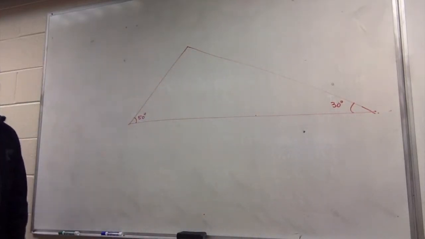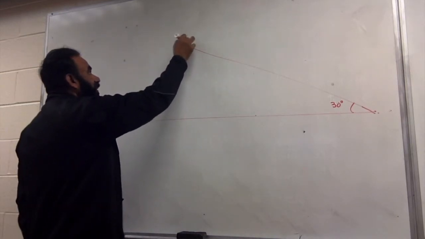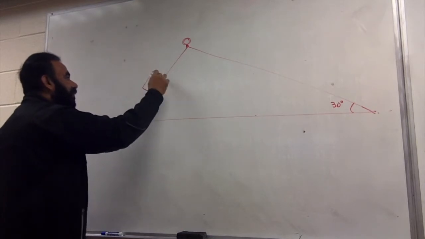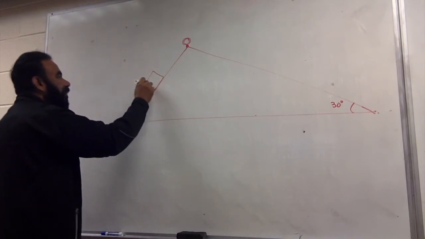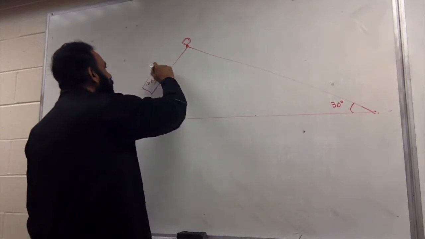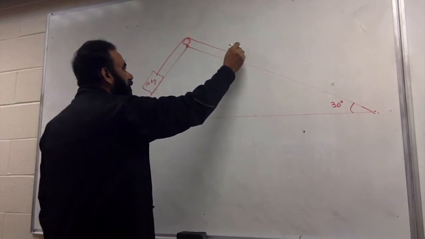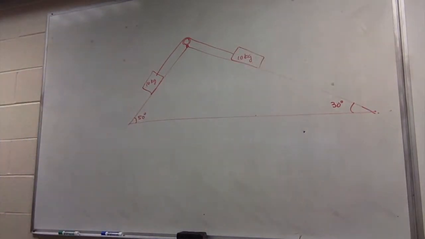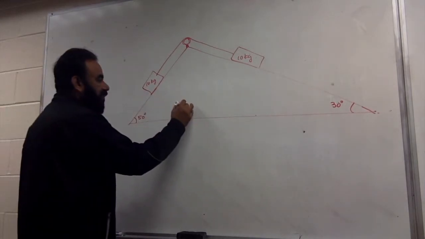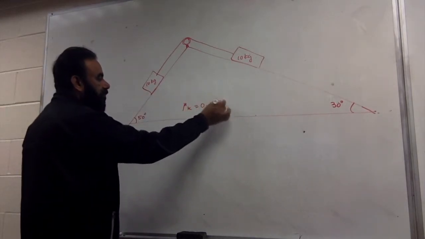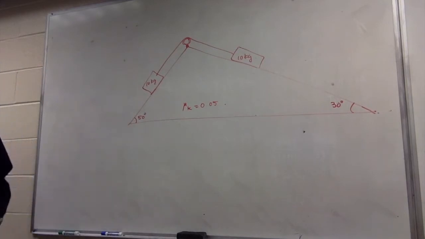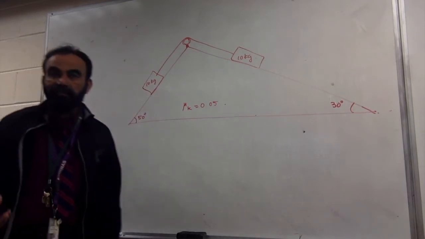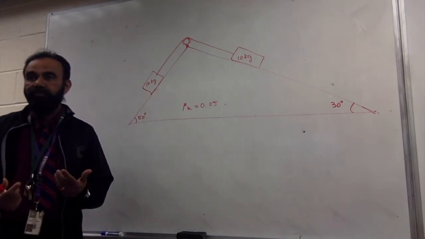So we have two inclined planes now, and a pulley right there. Now we have two objects, 10 kilograms and 10 kilograms, and the coefficient of kinetic friction is 0.05. You know what I'm going to ask. What's the question? Which way is it going to move? What's the acceleration?